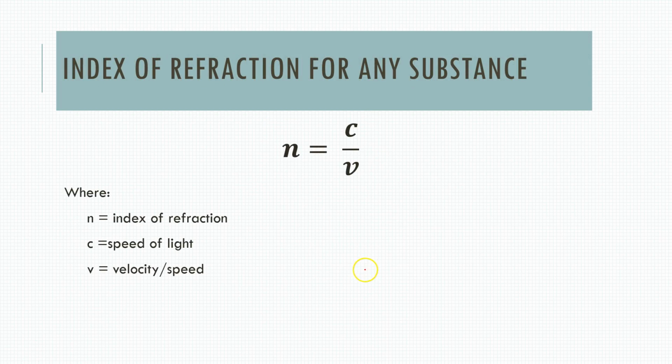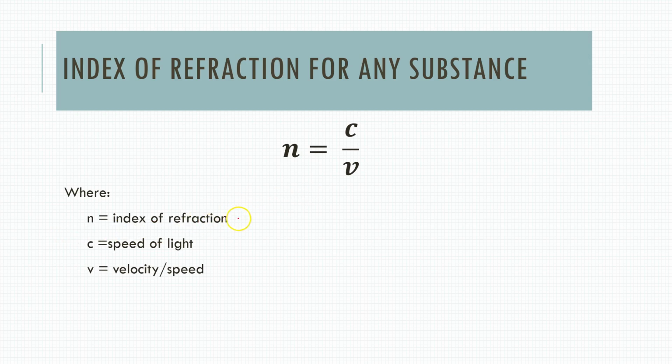Okay, I have something else for us to do. We can also determine the index of refraction for any substance. You have this on your reference table as well. It is on page 4, just like all the others. It's the third one down. n is equal to c over v. n is the index of refraction.